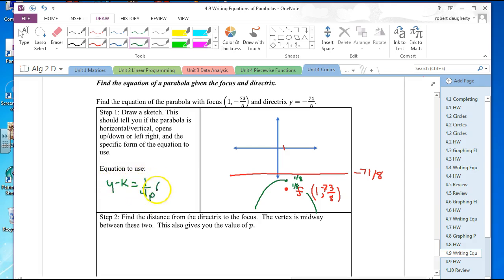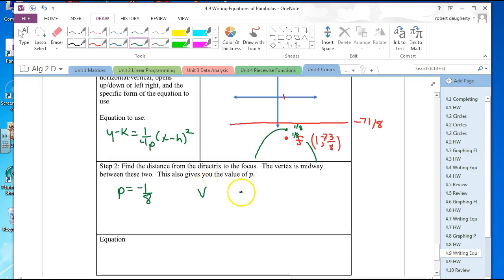So in this one, the equation I'm going to be using is y minus k equals 1 over 4p times x minus h squared. I know that p is going to be negative 1/8. How do I find the vertex? I know the focus. The vertex is going to be 1/8 higher than that.